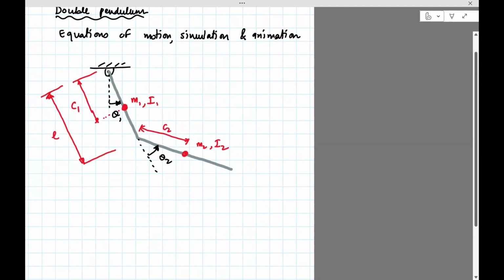Okay, so length, each pendulum is of length L. We don't really need to draw the second link because it only matters for animation, not for the derivation. However, we need the center of mass of the first and second link. That's shown there, C1, C2. The mass is m1 for the first link, m2 for the second link. There's inertia I1, I2, and these inertias are about the z-axis. So z-axis points out of the plane.